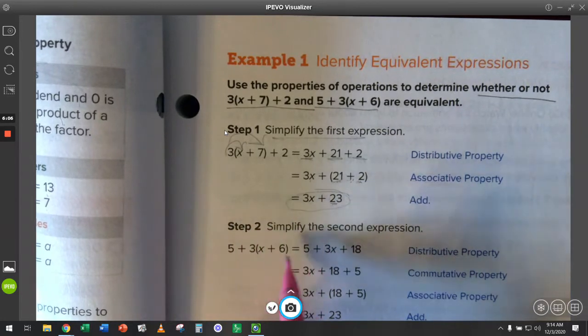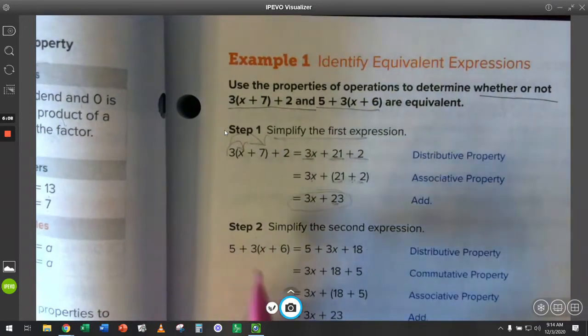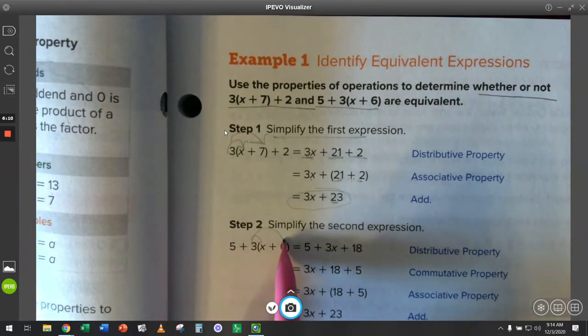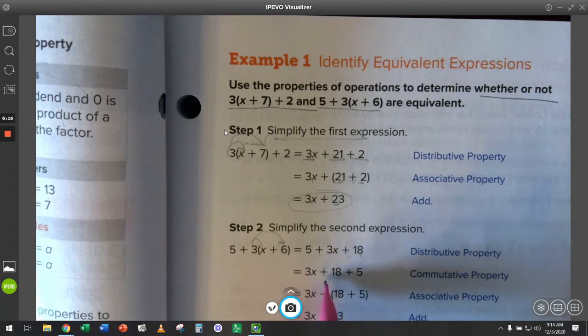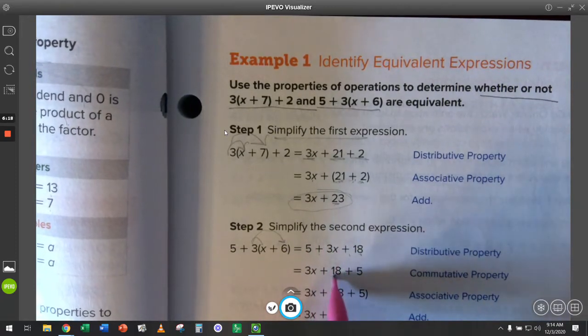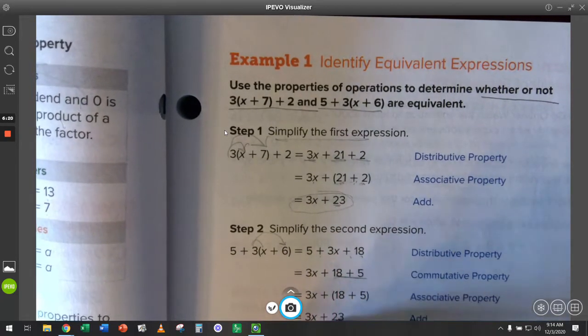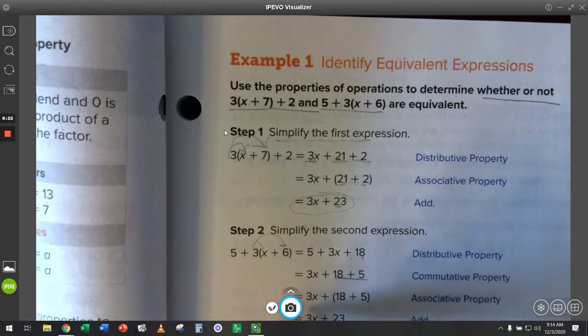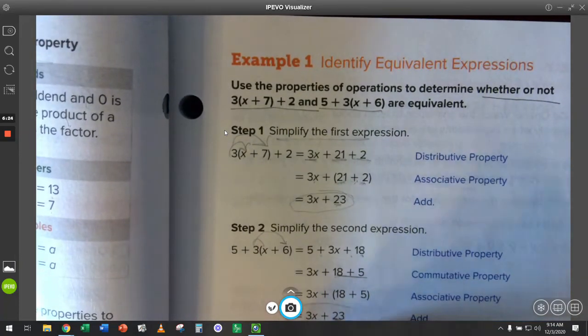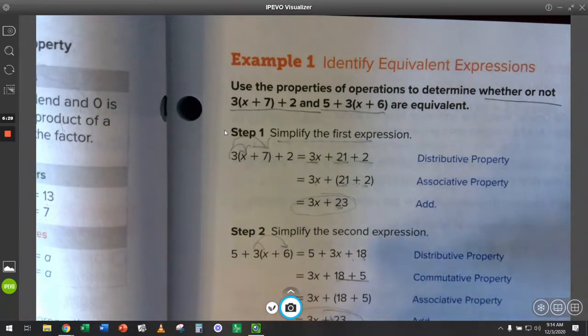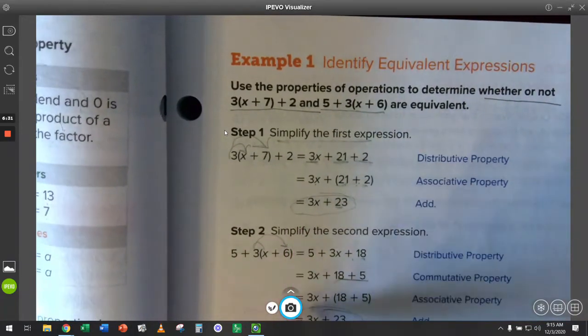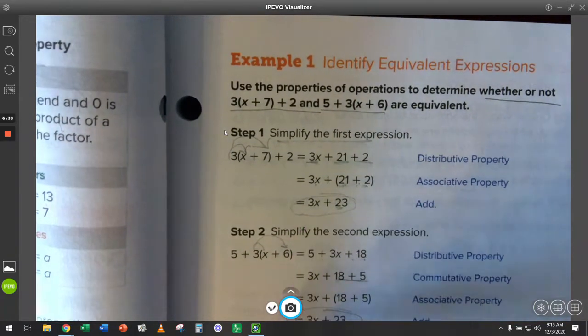Let's take a look at our second expression, distributing the 3 into the x and 6. So then you would end up with 5 plus 3x plus 18. We can then rearrange to combine like terms, 18 plus 5, which is 23. So our expression is 3x plus 23. Are these two expressions equivalent? Yes, they are. We came up with the same answer, so we know they are equivalent.